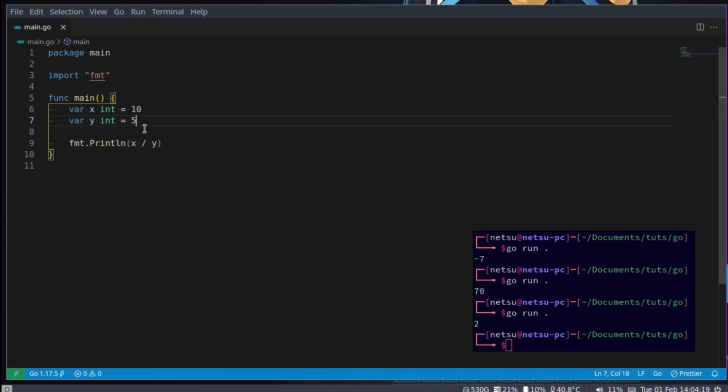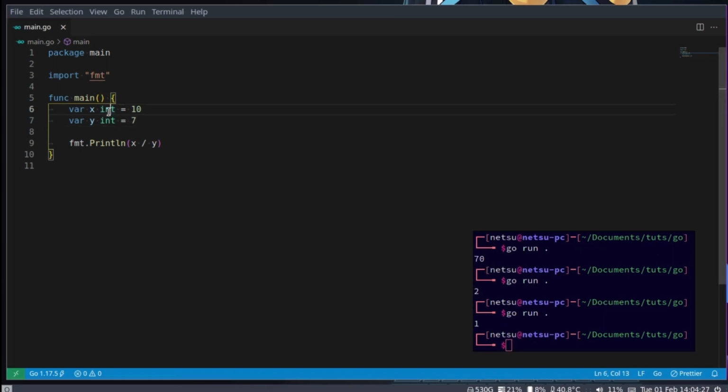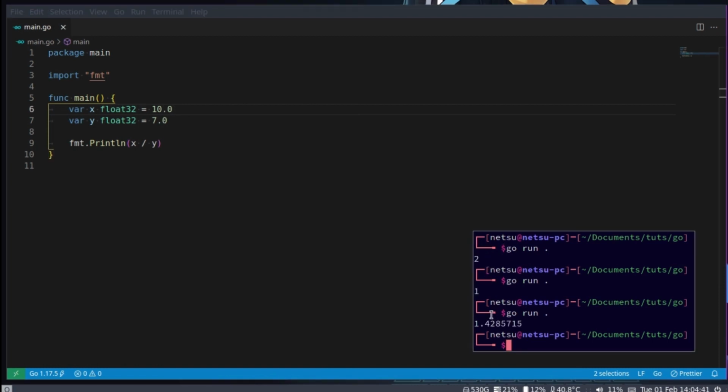You can also do something like 10 divided by 7, that will work perfectly fine as well. And we'll get 1. The reason we don't get any decimal points is because these are not floats. Let's go float them too. Now you'll get whatever else should be here as well.